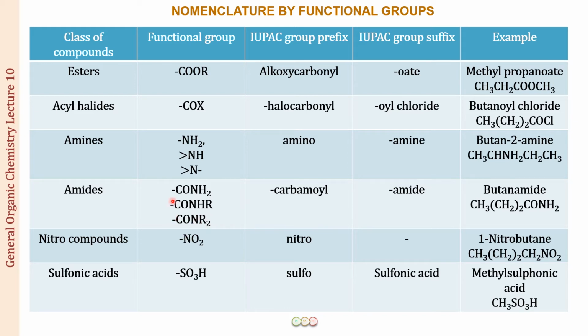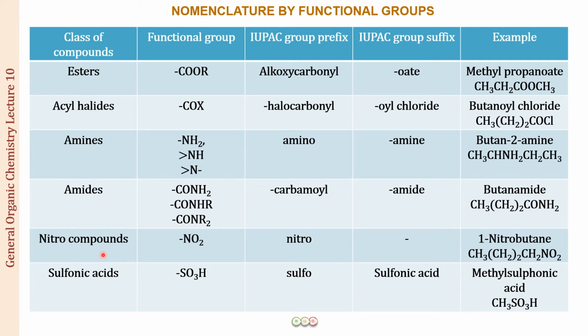So what we are doing over here is we have replaced the OH group of the acid by an NH2 group, an NHR or an NR2. These are called the amides. The prefix that we will be using is carbamoyl, and the suffix for the functional group, if any one of them is present, is going to be amide. For example, over here you can see a CONH2 group, this is going to be butanamide.